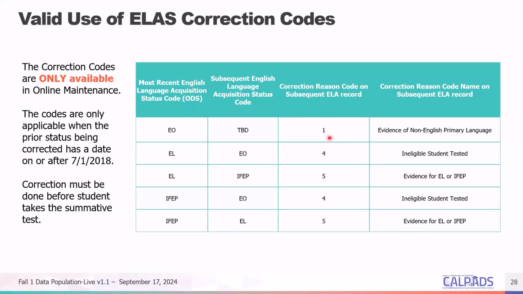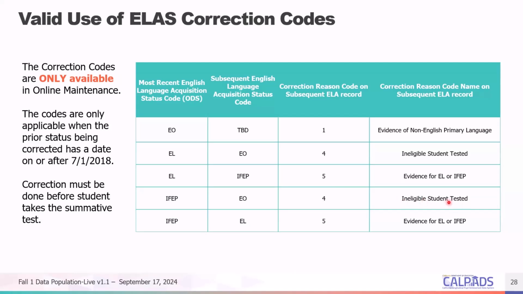Correction code 1, evidence of non-English primary language, should only be used for transitions from EO to TBD. And so it is only included in one row on this table and only includes one valid transition from EO to TBD. Correction reason code 4, ineligible student tested, should only be used for transitions from EL or IFEP to EO. And so we see correction reason code 4 in the second row and in the fourth row.